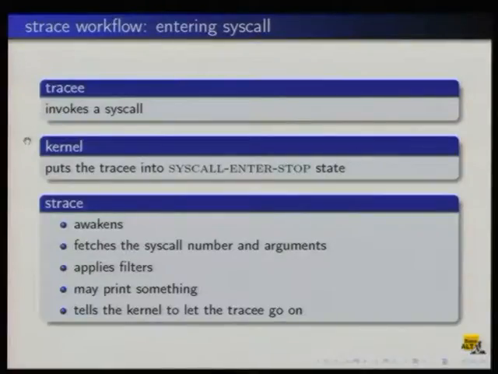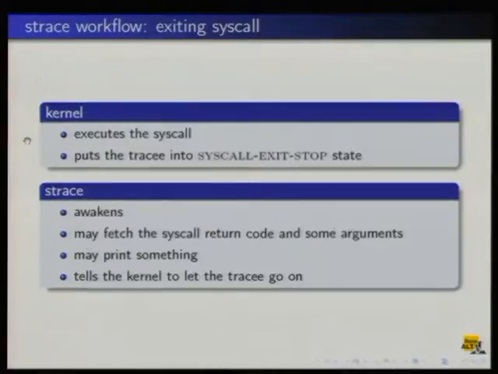So what's going on under the hood? As you probably know, strace works using a kernel API called ptrace. It's the same API used by GDB, for example. So when the tracee invokes a syscall, what happens? First, the kernel puts the tracee into a so-called syscall-enter-stop state. This awakens strace. It fetches the syscall number and arguments from the registers and memory of the tracee and applies its filters. You've seen a lot of them already. It may decide to print something, and then it tells the kernel to let the tracee go on.